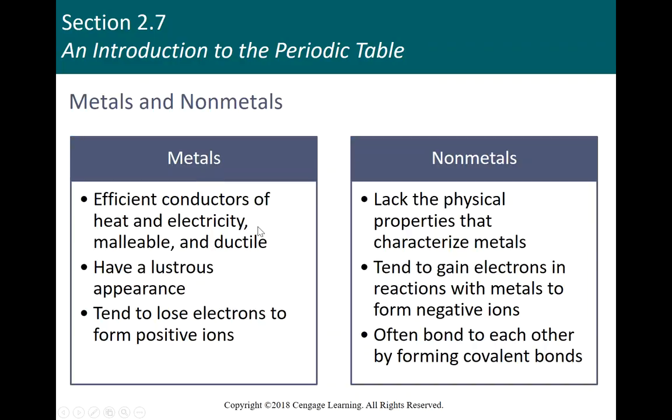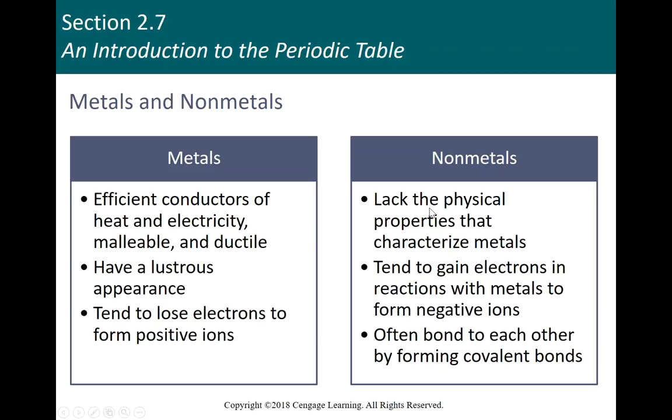So metals versus nonmetals, other than what we're going to talk about when we talk about compounds and the fact that metals tend to lose electrons and nonmetals tend to gain electrons, have other properties. Metals are good conductors. They conduct both heat and electricity. They're malleable, which means you can smash them into fine sheets, and ductile, where you can draw them into wires. Metals are generally shiny. They have a lustrous appearance, and they will lose electrons to become more stable and form positive ions.